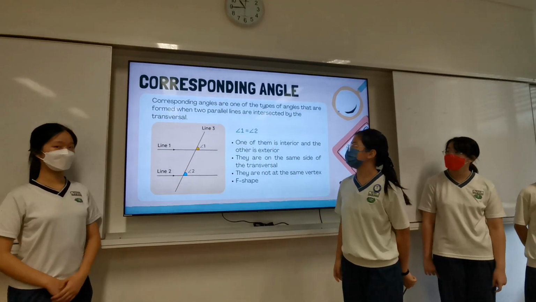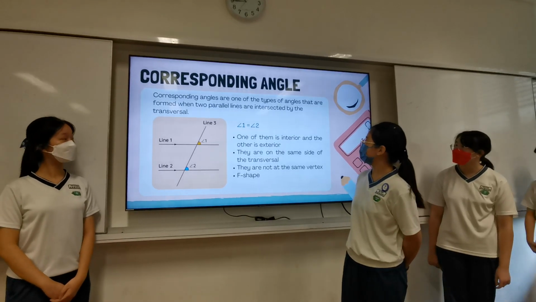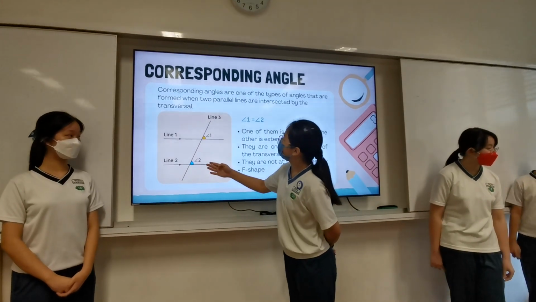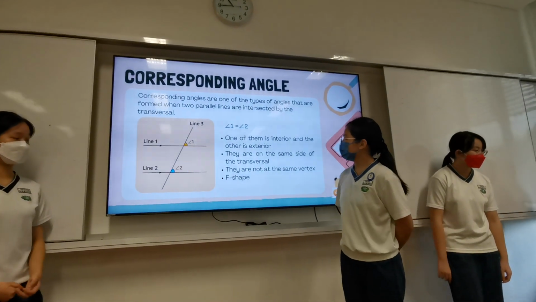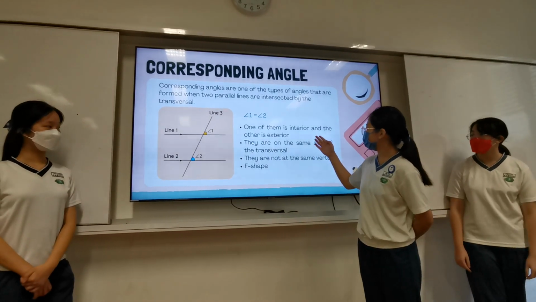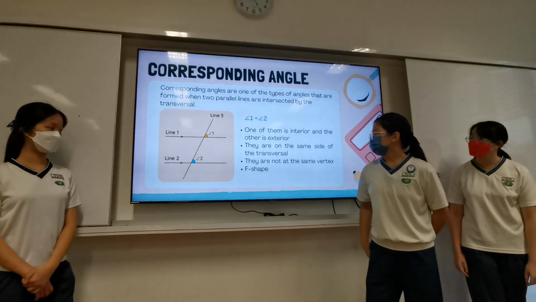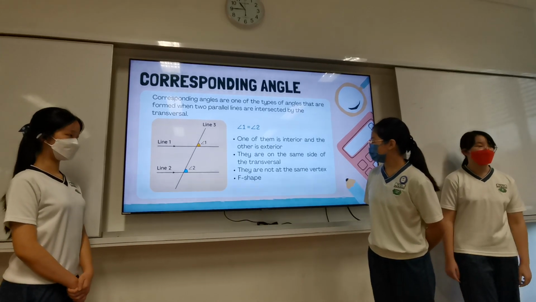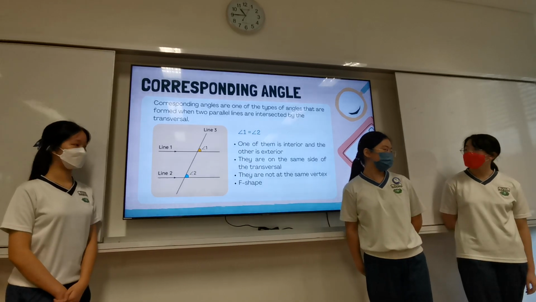Firstly, corresponding angles. It is one of the types of angles that are formed when two parallel lines are intersected by a transversal. In this picture shown, these two are the corresponding angles, where angle 1 is equal to angle 2. The characteristic of corresponding angles is that one of them is interior and another is exterior. They are on the same side of the transversal and they are not at the same vertex. If you want to find a corresponding angle, look for the F shape.